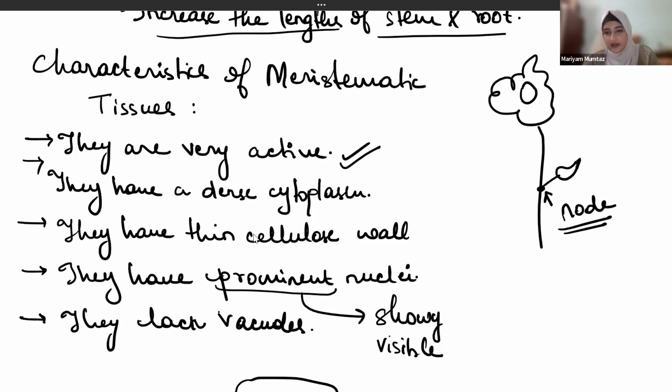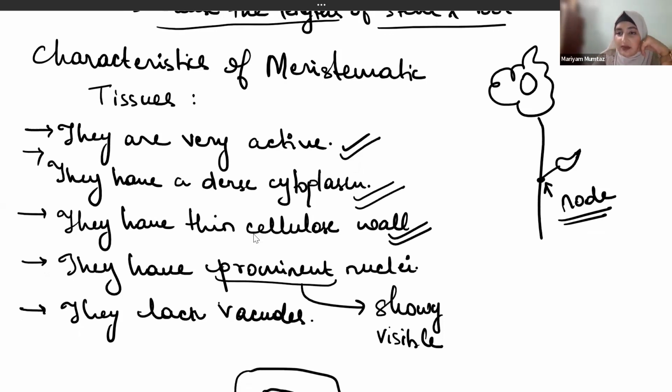Dense means thick. Also, the meristematic tissues are not dead tissues. Always remember, these are the living tissues. Meristematic tissues are the living tissues. They have a dense cytoplasm and they have a thin cellulose wall. The cell wall is made up of cellulose.